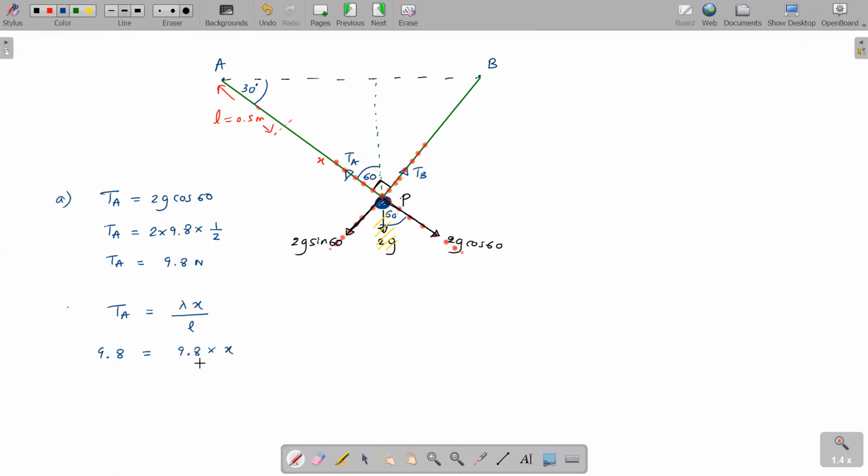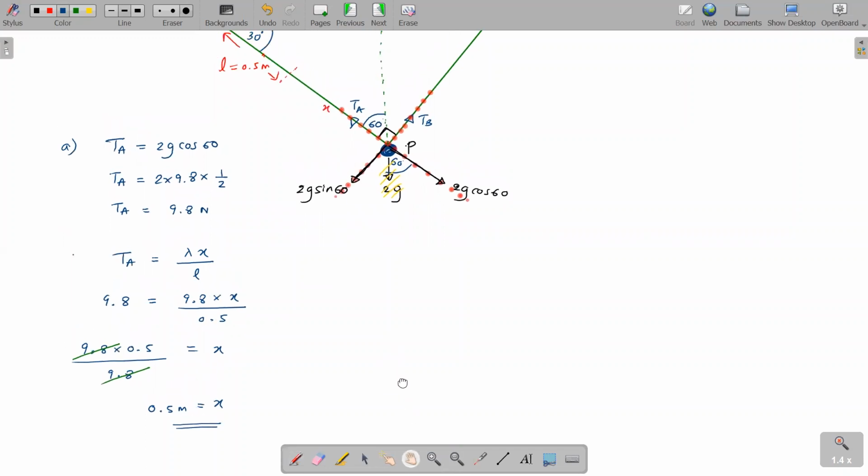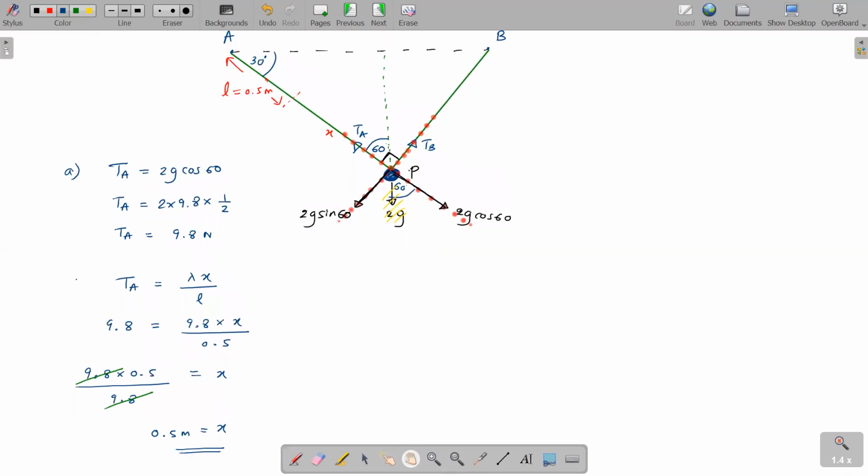into x value. The extension is x. Natural length is 0.5. So what do you get here? 9.8 into 0.5 divided by 9.8 equals x. So what do you get here? 9.8, 9.8 cancels out and you get x equals 0.5. X equals 0.5. Do you agree with me? So then what's the length of PA? What is the PA length?